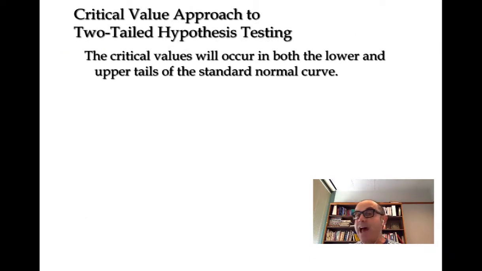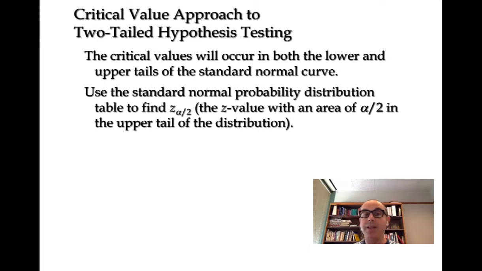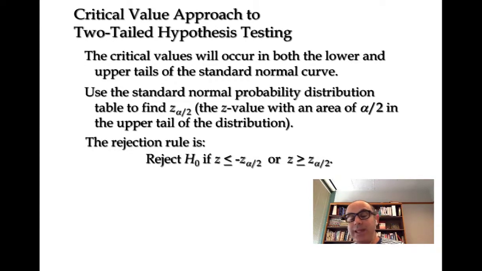So the critical values will occur in both the lower and upper tail of the standard normal curve. In this case, we use the standard normal probability distribution table to find the z value, and I will give you some directions on how to do that. So the rejection rule in this case will be the following formula: z smaller than minus z sub alpha divided by 2, or z greater than z sub alpha divided by 2, or again the same formula in a different way.